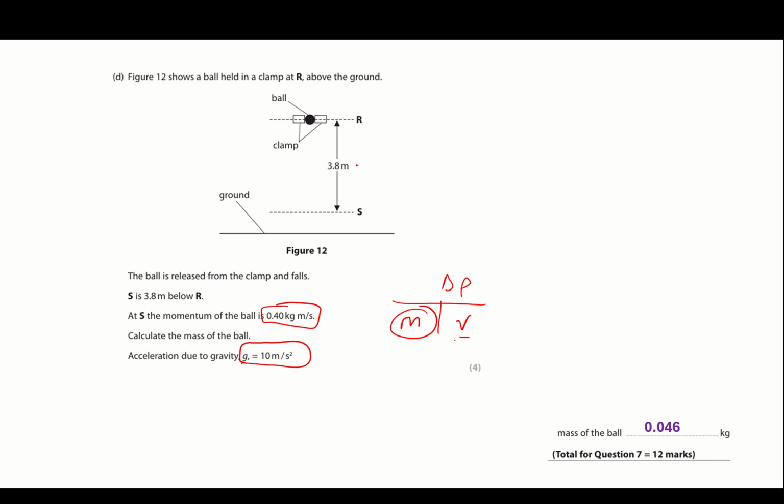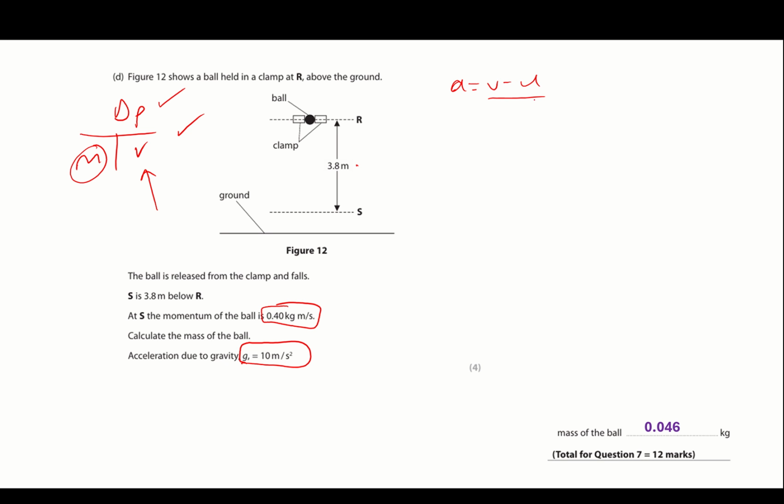Now, the crucial part is we need to work out the velocity first. So this is a really tricky question. It's a beautiful question though. We know the momentum, but we don't know the velocity. So what can we use? We can work out velocity using a equals v minus u over t, or v squared minus u squared equals 2ax.